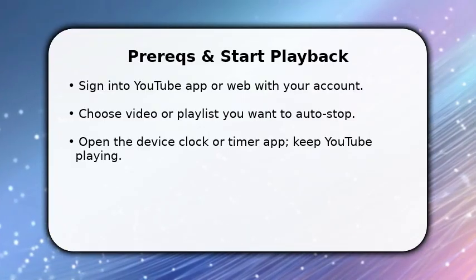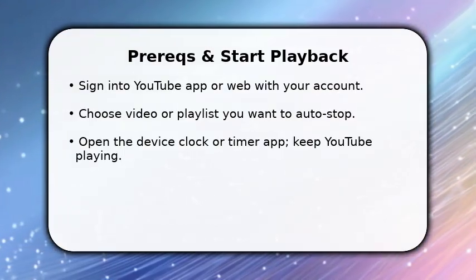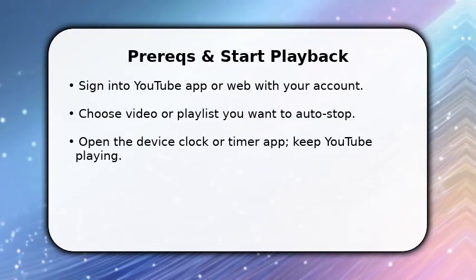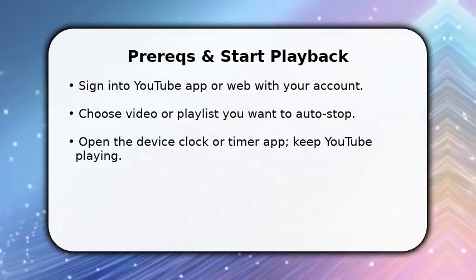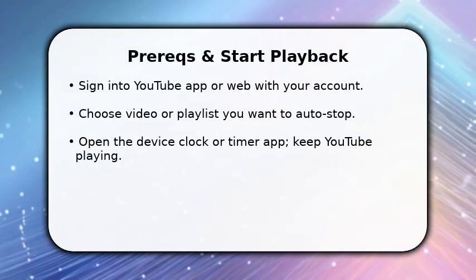You've got what you need. Signed in, video queued, and your device ready. First, start the YouTube video or playlist you want to sleep to. Once it's playing, switch to your device clock or timer app without pausing the video. This lets you set a stopping point separately.